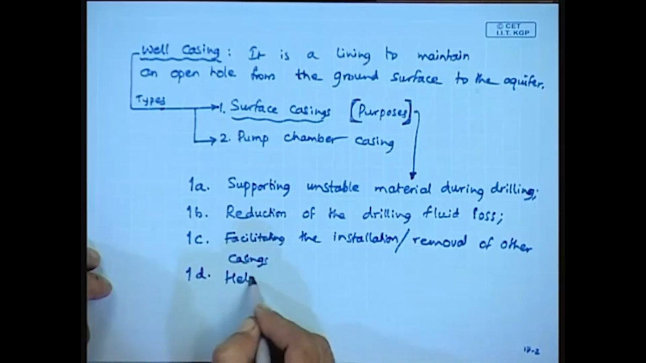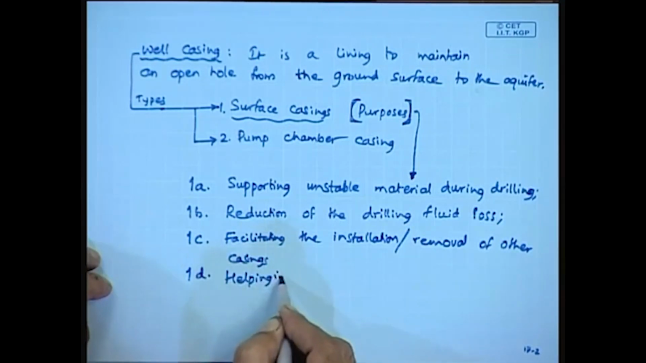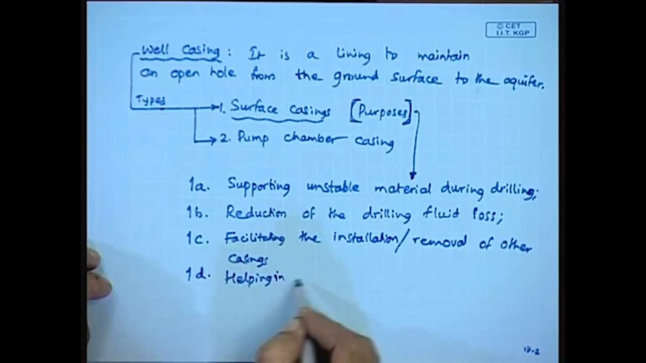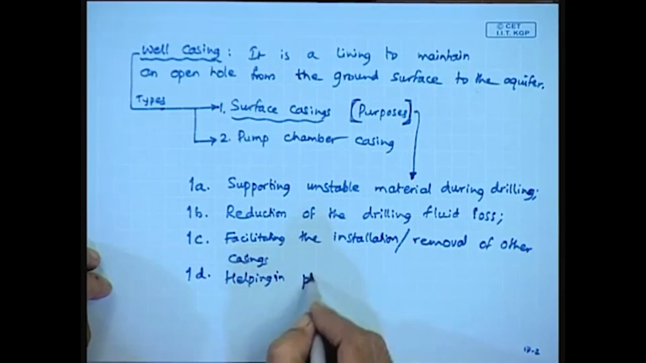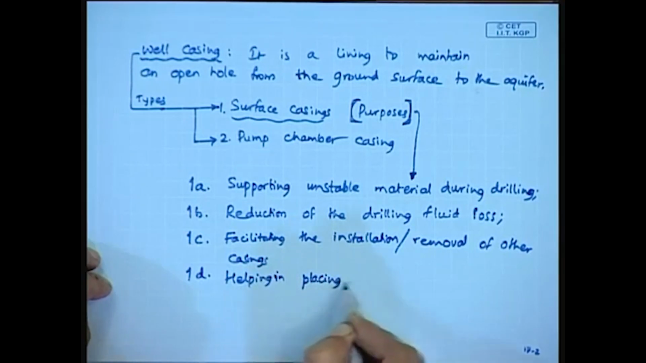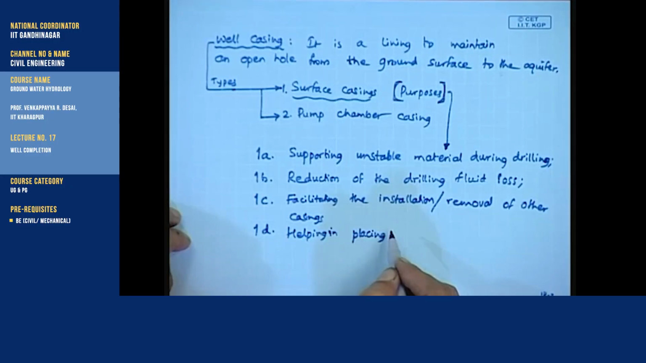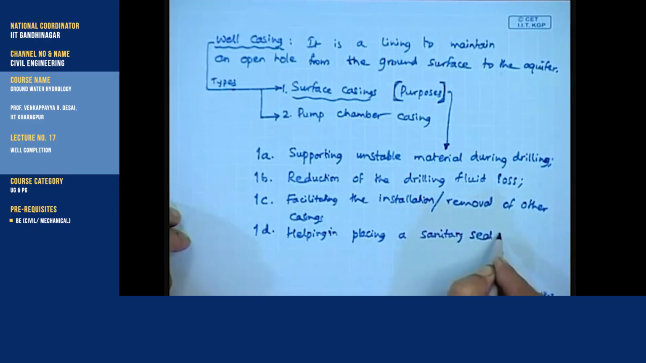And fourthly, it is helping in placing the sanitary seal. So, this is also one of the important purposes of surface casing.